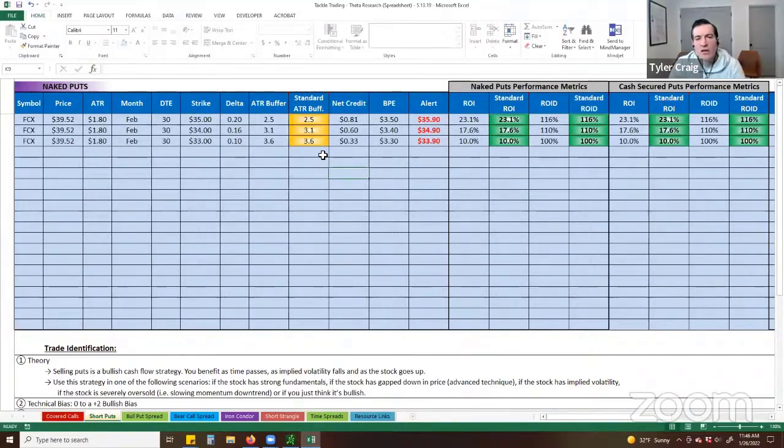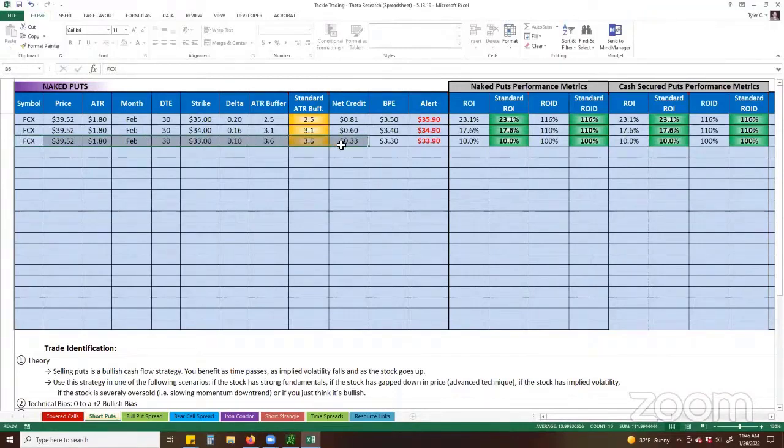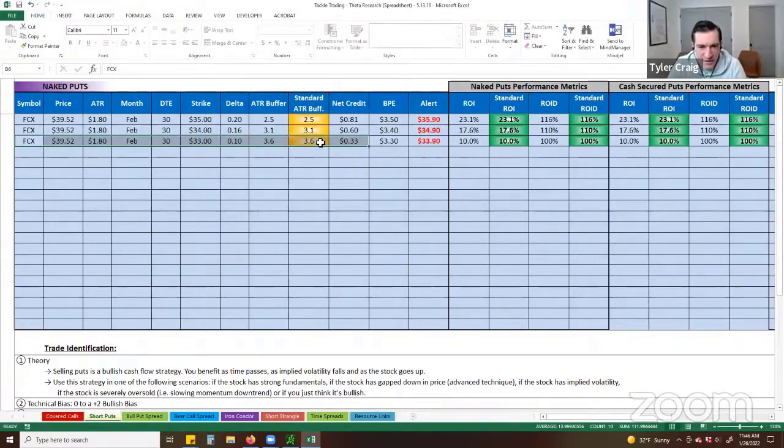Well said. So the interesting thing here is this teaches you a lot about the way things are priced, and the trade-off you can never get around. For instance, look at the ATR buffer: 2.5 ATRs, 3.1, 3.6. Obviously the bigger buffer is selling that 33 strike. I get further out of the money. But there's a trade-off. You don't get something for nothing. You don't get a wider range, which translates into a higher probability of profit, without giving up something. Your ROI is 10% if you sell the 35 strike, which only gives you a 2.5 ATR buffer.